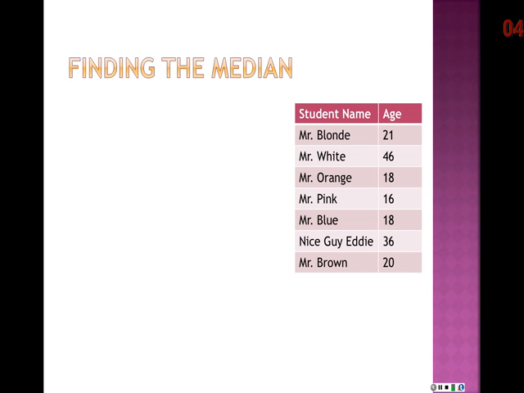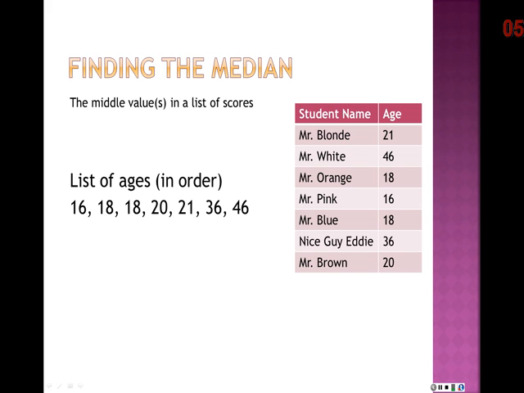Now, finding the median is quite a bit different than calculating the mean, and it doesn't take nearly as much math. Remember again, the median is the middle value in a list of scores. Here is our list of scores. Let's put these scores in order. We'll list the ages in order: 16, 18, 18, 20, 21, 36, and 46. So we have 7 numbers here, and the middle value in this list of scores is what our median is going to be.